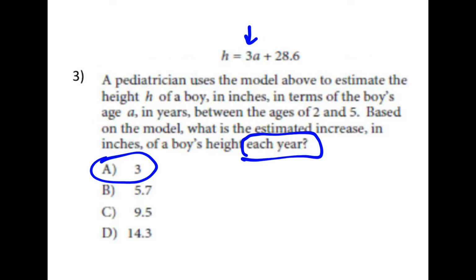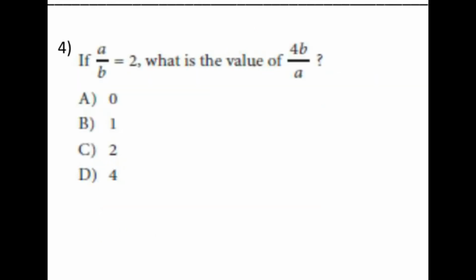Of course, you could plug in some different numbers between the ages of 2 and 5 and figure out that, hey, it's only going up by 3 each year. That's the long way. Number 4, if a over b is 2, what is the value of 4b over a?